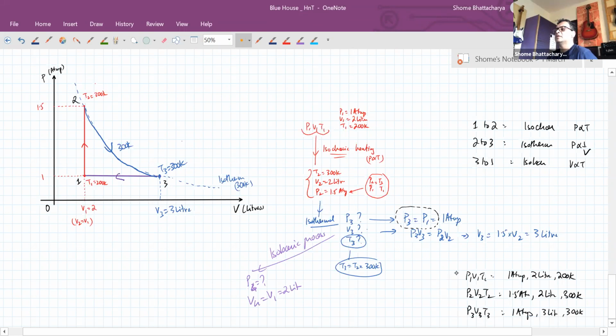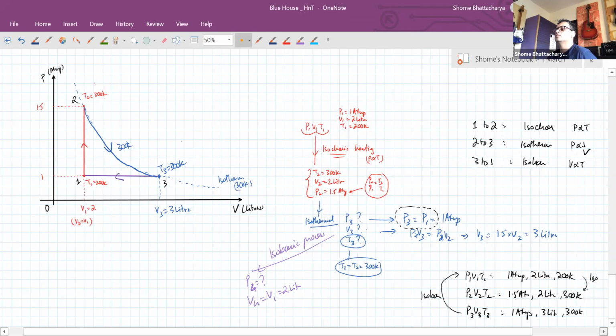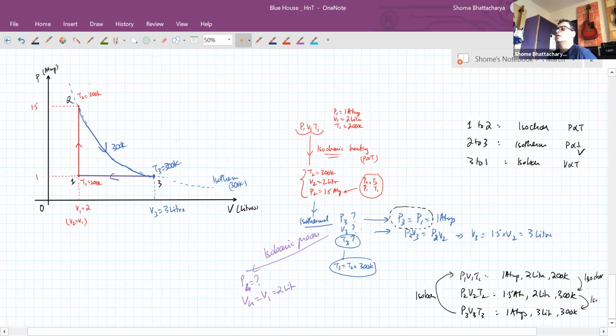And then from there we went back here by an isobar. And from here to here by an isobaric process. Then from here to here by an isothermal process. And then back by an isobar.